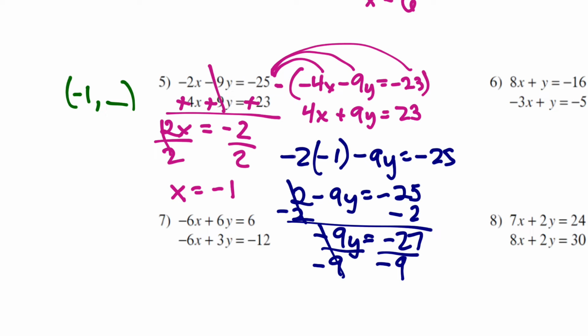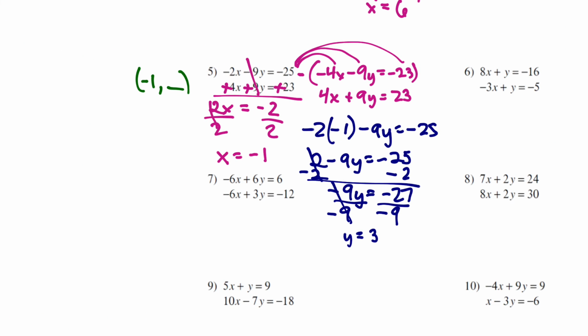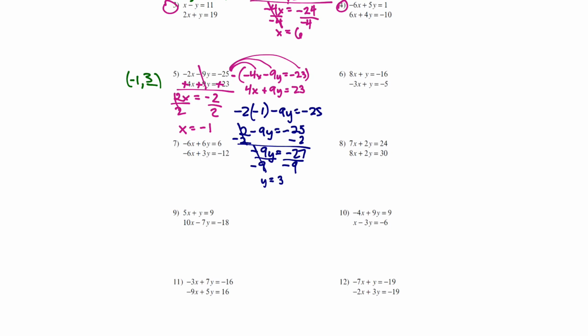All right, so negative 27 divided by negative 9 is going to be positive because a negative divided by a negative, remember, same sign, gives us a positive result. So y will equal positive 3. Now we can say that our answer is negative 1 comma positive 3. Okay? All right, so you are going to go and do those same things for the next few.